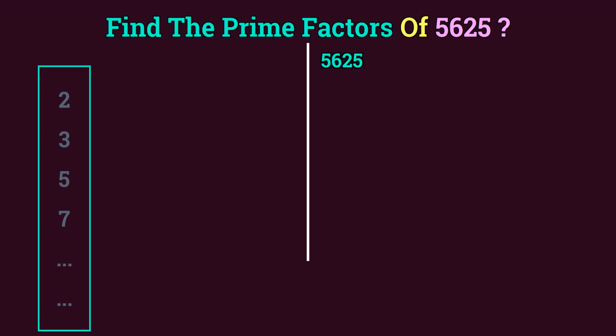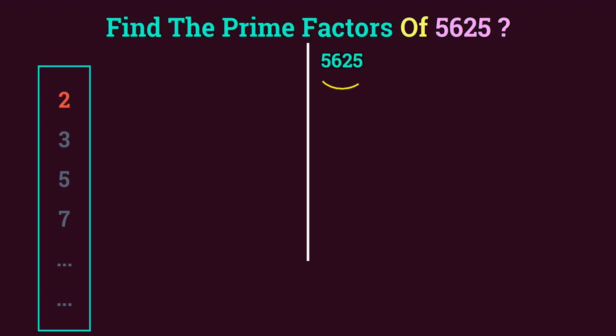Look at these prime numbers set on the left. Dividing 5625 by 2. The result is not integer. Since the result is not integer, so we will try to divide by the next number.